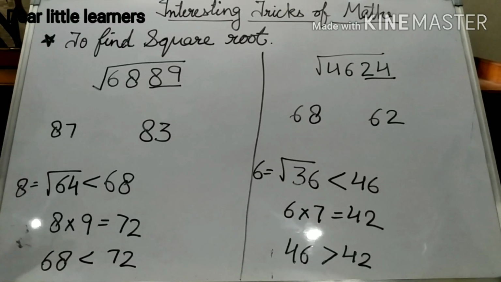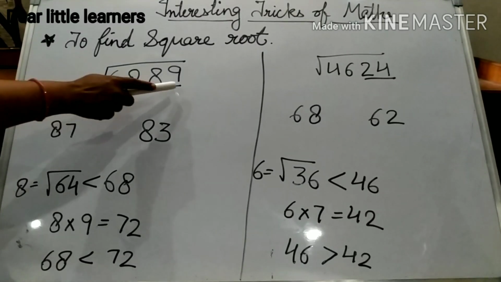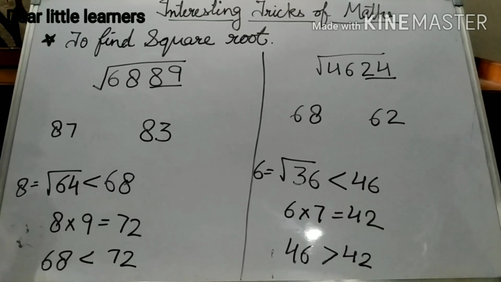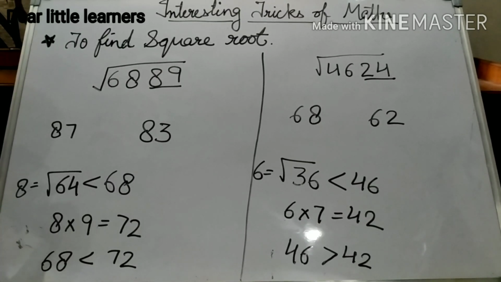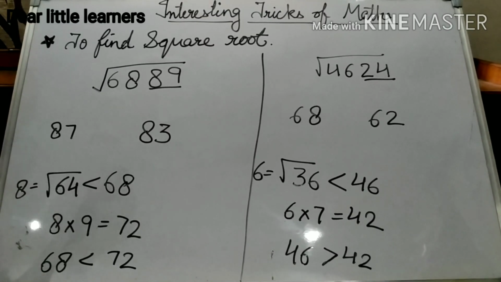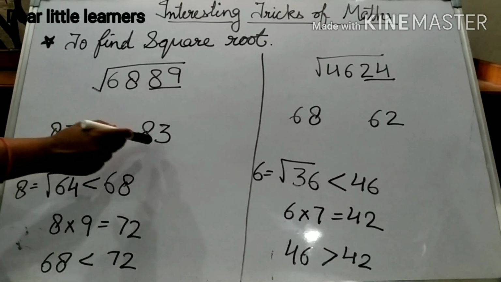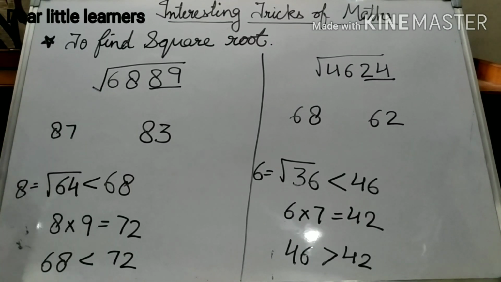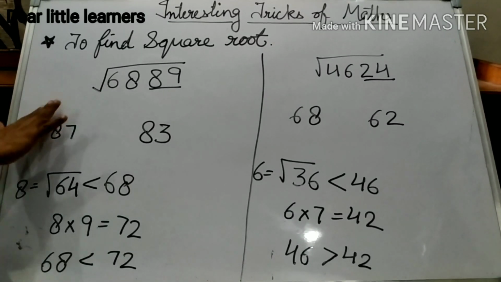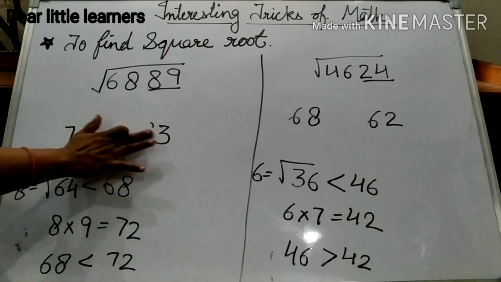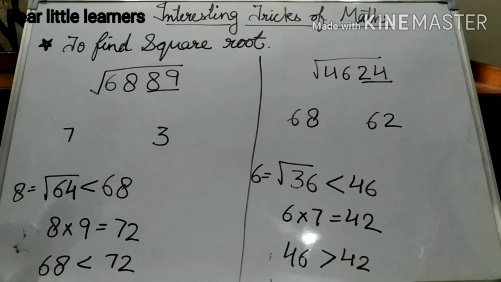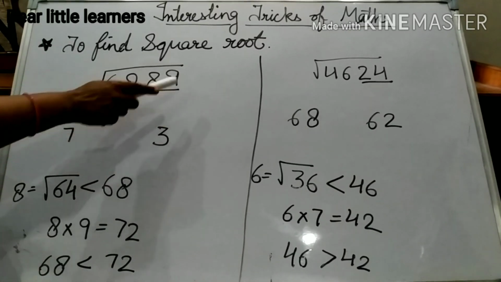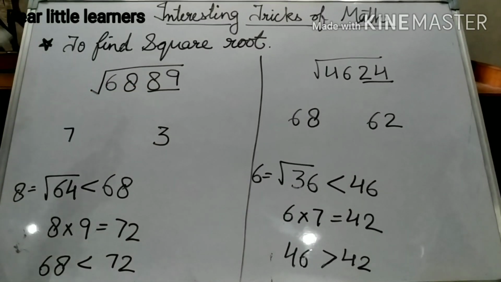First of all, we will take the last digit. We have to check in which squares 9 comes at the last. So when we read the table, we find it in 3 and 7, because 3 threes are 9 and 7 sevens are 49. In both cases, 9 comes at the last. I don't want to tell you why I am erasing this 8 now, because you may be confused. So first of all, what we have done, we have written here 3 threes are 9 or 7 sevens are 49. We have written 3 and 7.